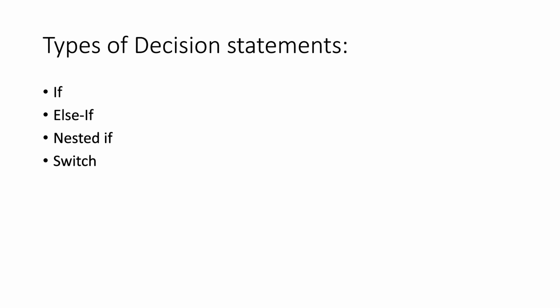Else if, on the other hand, is the same as if, but we also have an else. If the if statement fails, we have another statement where it takes the alternative route and proceeds with the program in another direction. So that's else if. Then there's nested if.